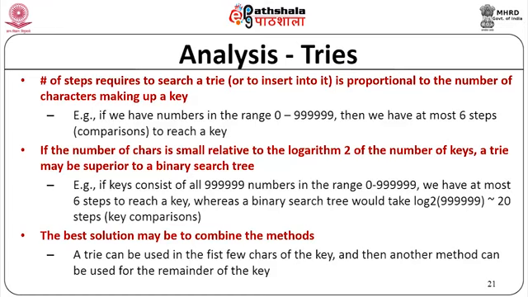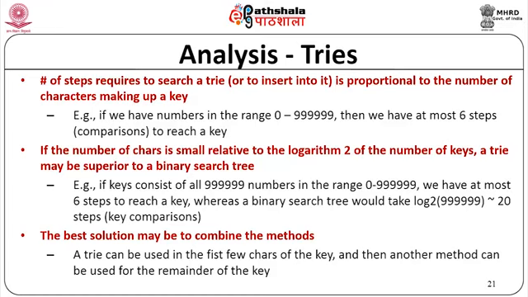If we have numbers in the range 0 to 99999, we have at most 6 steps to reach a key, that is all. Remember, the multi-way pathing ensures this. If the number of characters is small relative to log base 2 of the number of keys, a trie may be superior to a binary search tree also. It depends on the characteristics of the key and the number of prefixes that exist. So, for numbers in the range 0 to 99999, we have at most 6 steps to reach a key, whereas the binary search would take 20 steps approximately.